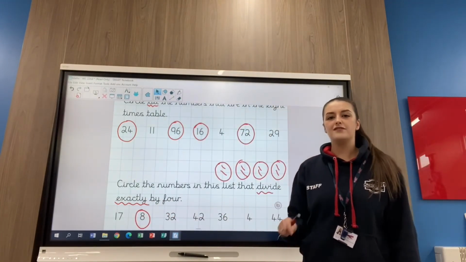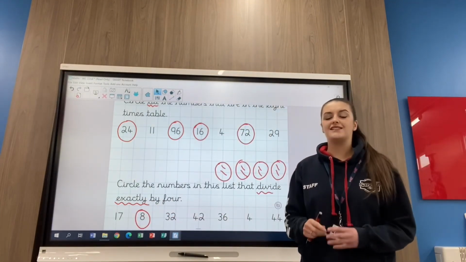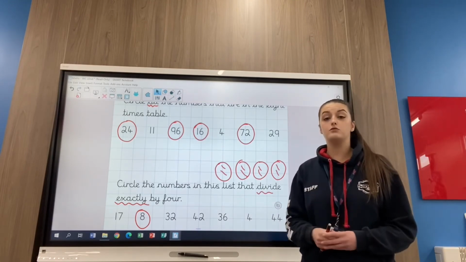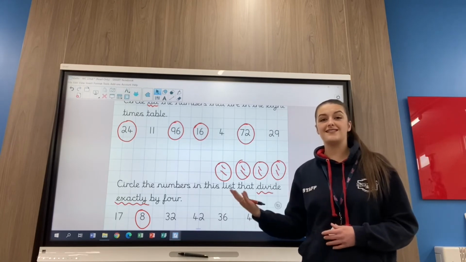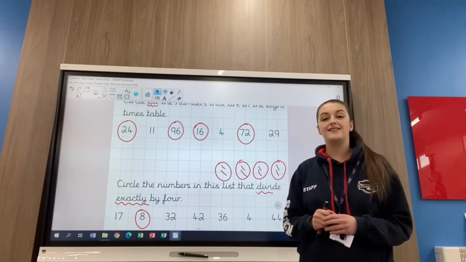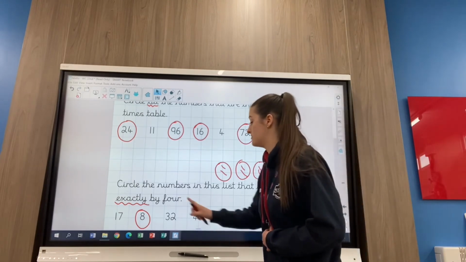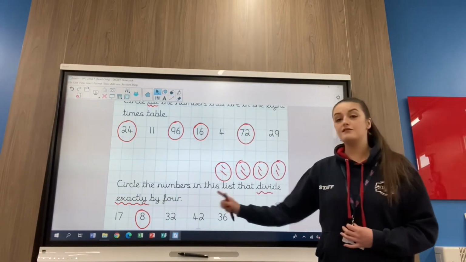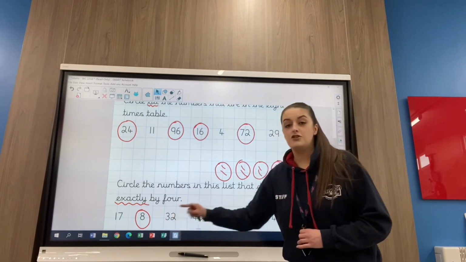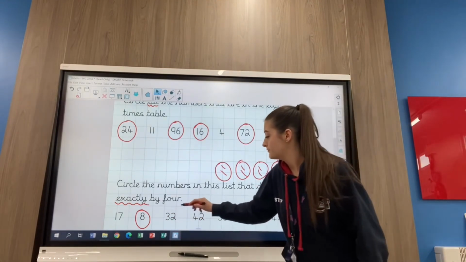Now, 17, we know that doesn't divide exactly by 4 because it's not in the 4 times table. It's not a multiple of 4. 16 is, so we'd have 1 left over if we try to divide it exactly by 4. So 17's not. Now, using my 4 times table, I know 32 is a multiple of 4, so I can circle that one.